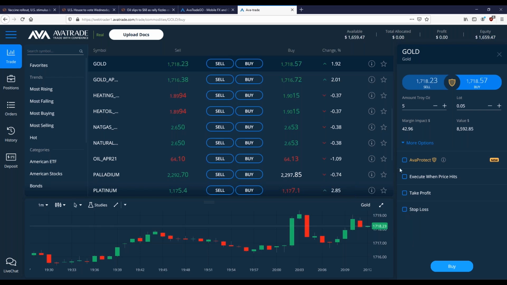In lieu of a stop loss, I could say Ava Protect. I'll protect myself through the announcement of the stimulus tomorrow, through the vote in the House. What do you think happens to gold if the stimulus passes, which it looks like it will? Does that drive gold up or down, do you think? And think about gold as an inflation safe haven.